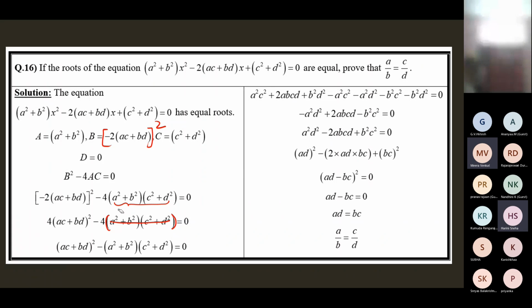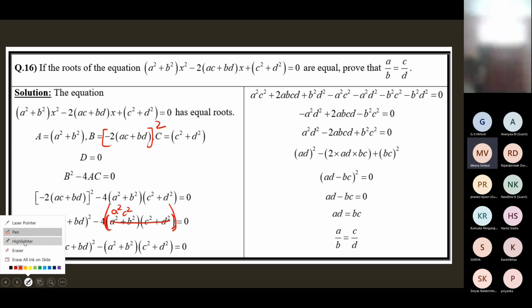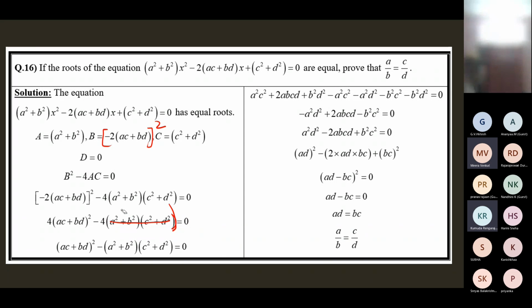A square C square minus 4 into... No, leave the 4. Just multiply the two binomials. Okay, ma'am. A square C square plus A square D square plus B square C square plus B square D square equal to 0, ma'am. Very good, very good. Thank you.